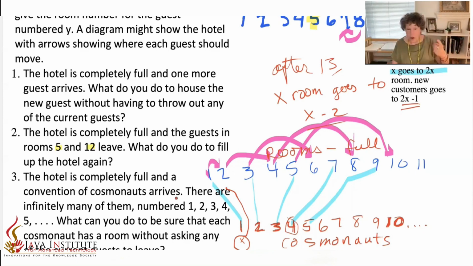We didn't have to build a new hotel. We didn't have to renumber the rooms. We didn't have to double up. And of course, this is what they call in physics a thought experiment.